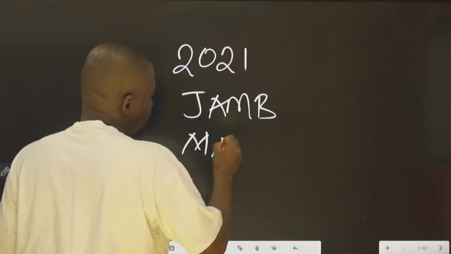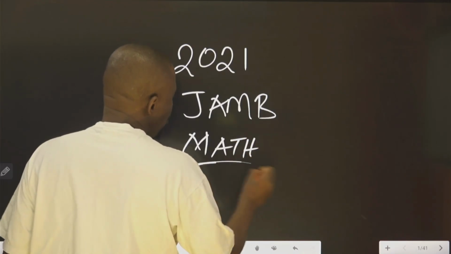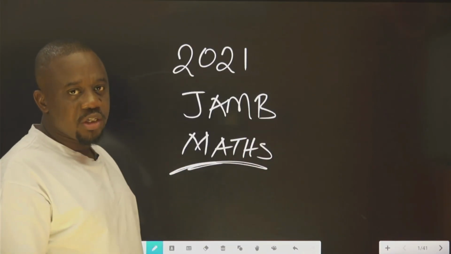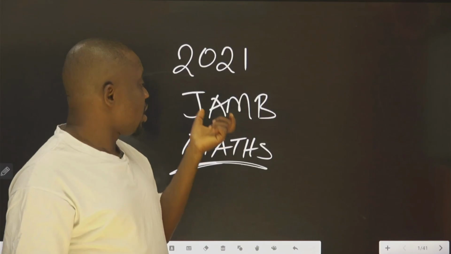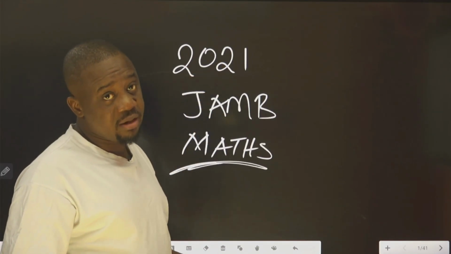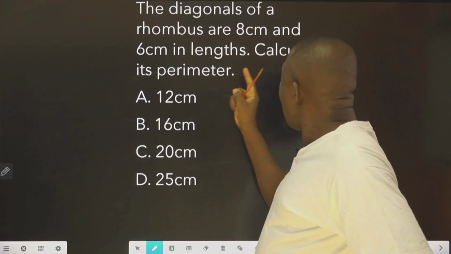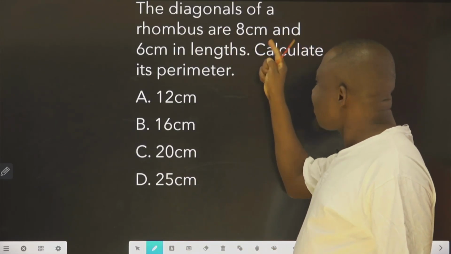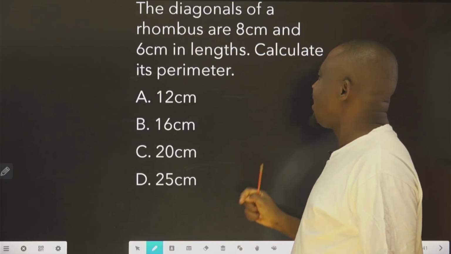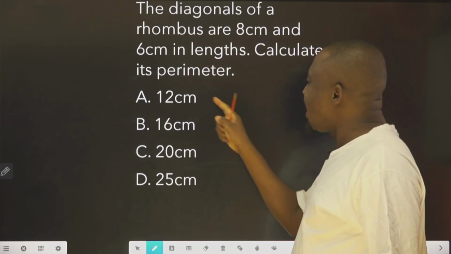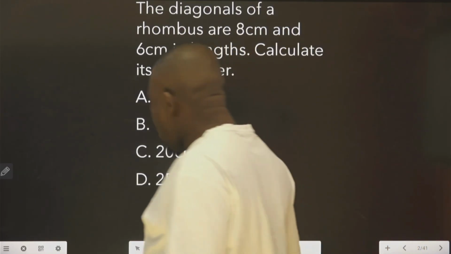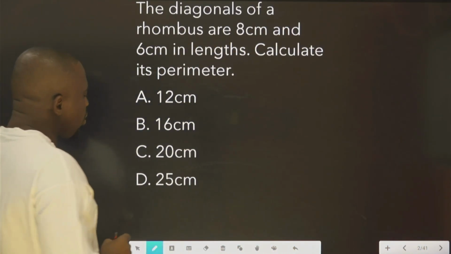Maths questions. Okay? We are going to look at all the questions that were asked in JAMB in 2021. Okay? All the questions. Let's look at this question. It says the diagonals of a rhombus are 8 centimeter and 6 centimeter in length. Calculate its perimeter. Okay? What is a rhombus? How do you draw a rhombus?